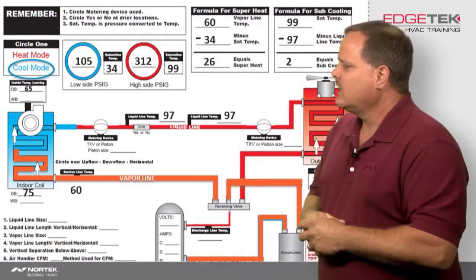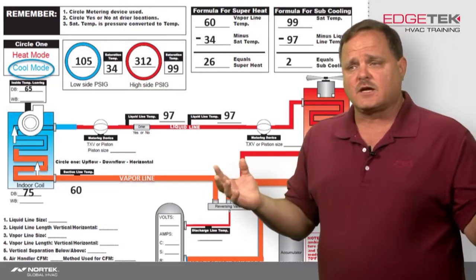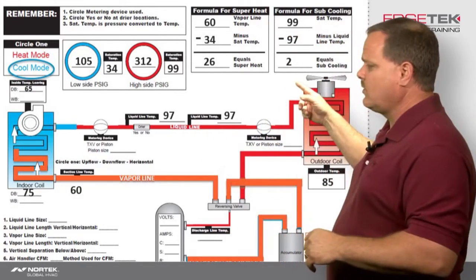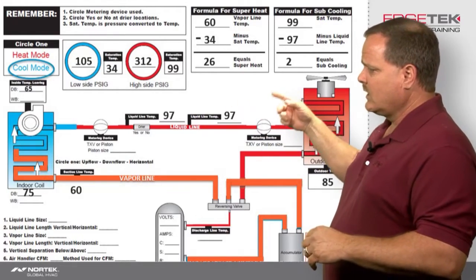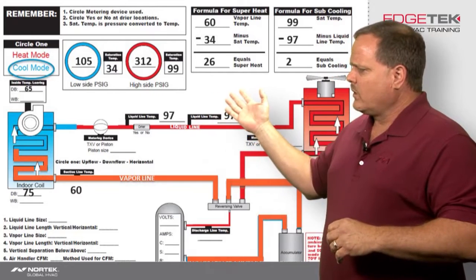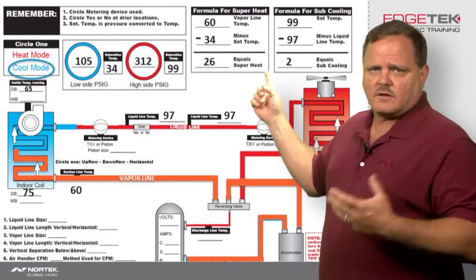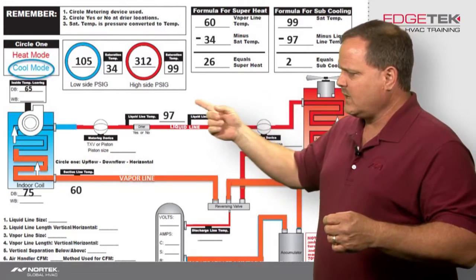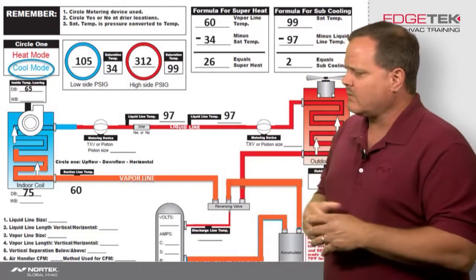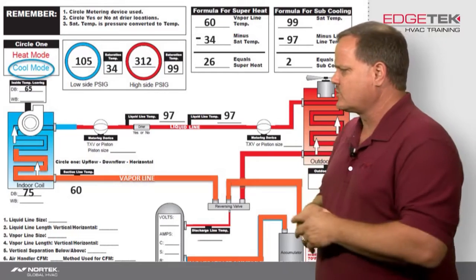That's awful high. The other key factor that's going to tell you that you're low on charge is the fact that you only got 2 degrees of subcooling. So we don't have much liquid here, even though I'm showing it red in the picture. But 2 degrees of subcooling is not near enough liquid for that TXV to have enough refrigerant to feed that evaporator coil. So this is pretty evident that this thing is undercharged.